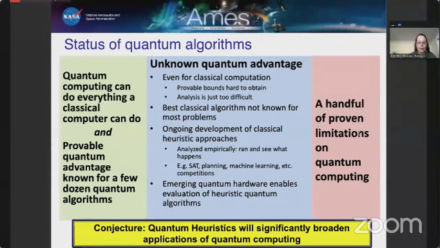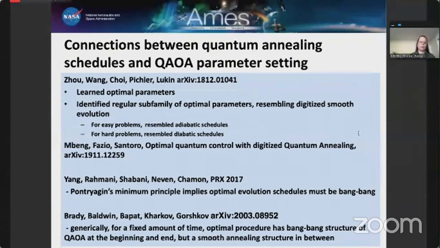And we'll now go on to talk about a specific case for these. And I'm going to talk both about quantum annealing and QAOA. Part of the motivation for that is that there's been a series of results showing connections between quantum annealing and QAOA, particularly between quantum annealing schedules and QAOA parameter setting.